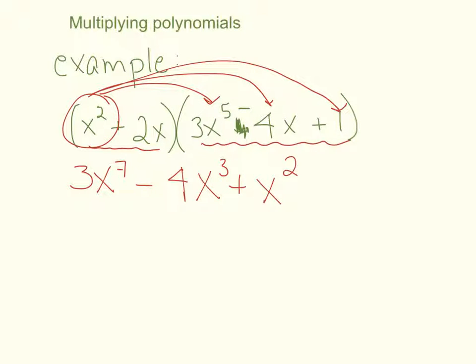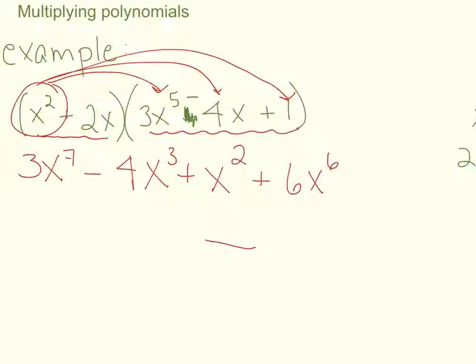We're done with that, so now we need to turn our attention to distributing this 2x to each of these terms. So 2x times 3x to the fifth is going to give us plus 6x to the sixth. And then we are going to distribute the 2x to the negative 4x, so that's going to give us minus 8x squared, and then we have plus 2x. Then we just need to combine like terms. So let's just see what we have here.